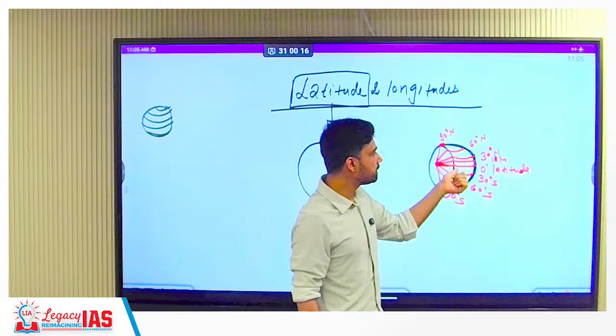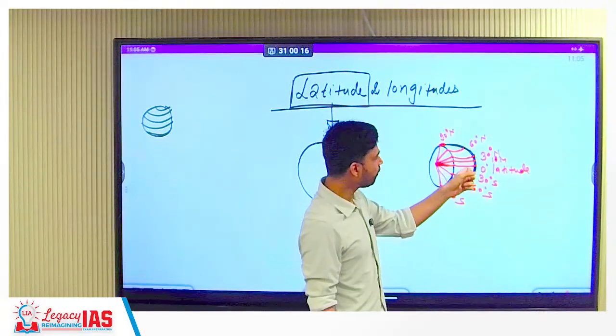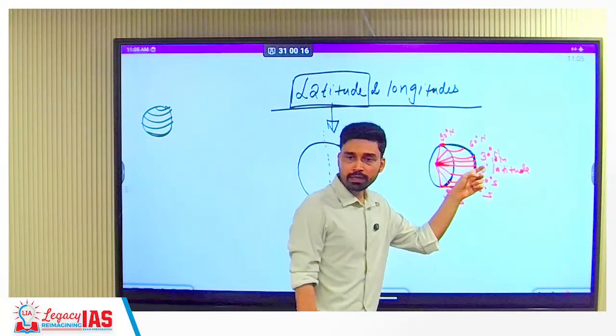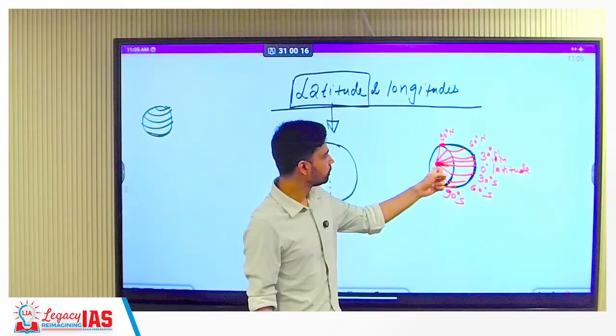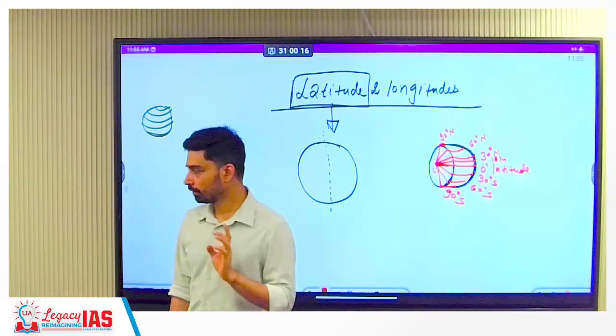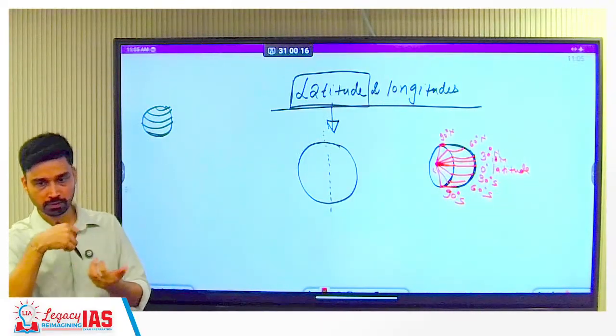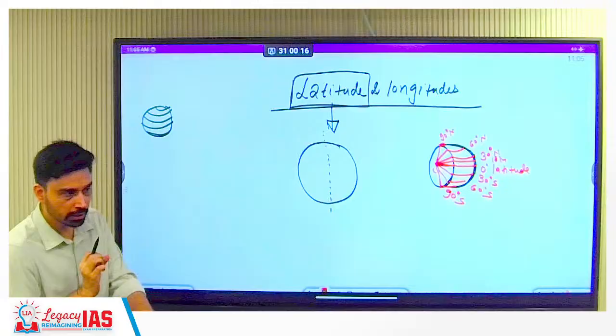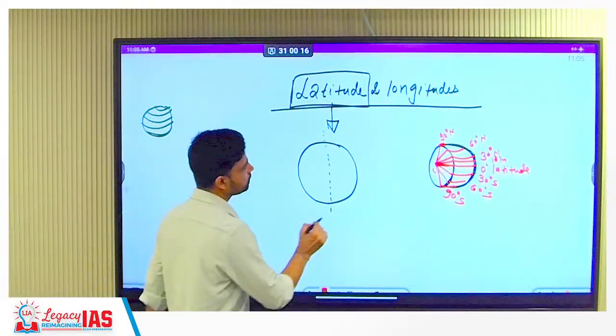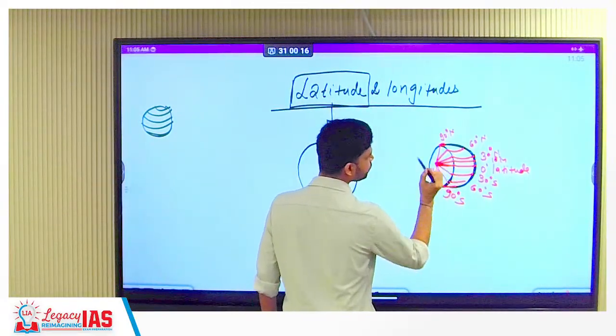That's why latitude is defined as the angular distance of what? Of any place on the earth. Where are we measuring this angular distance from? From the center of the earth. Okay, so that's why sometimes confusion arises, because when you look at the earth, you see only lines on the surface. So how the center comes into the picture is not understandable. It is because of the way we define latitudes.